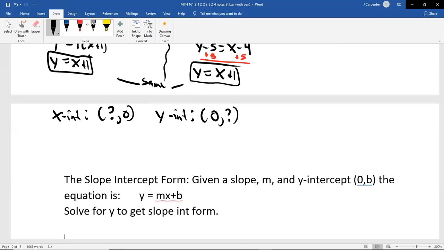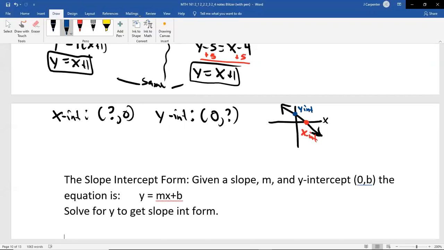And when you graph them, let's say we had a line that looked like this. I'm not putting any numbers up here. I'm just going to do some dots. This point right here would be the x-intercept because it's where it crosses the x-axis. And this point right here would be the y-intercept because it's where it crosses the y-axis.